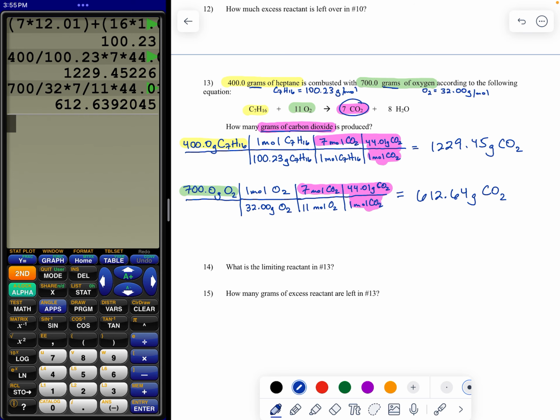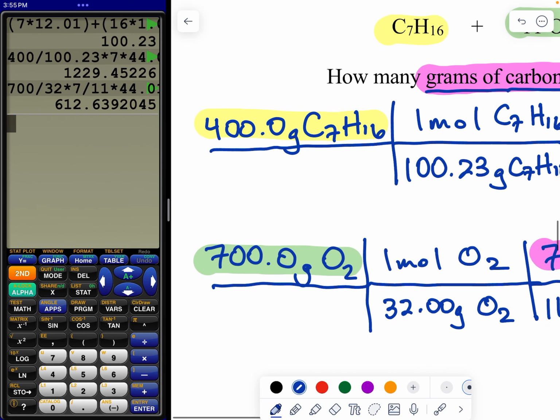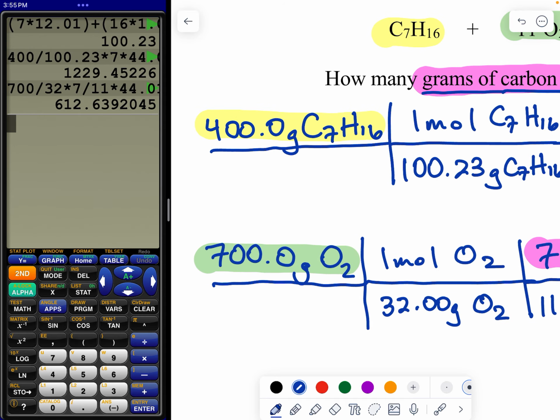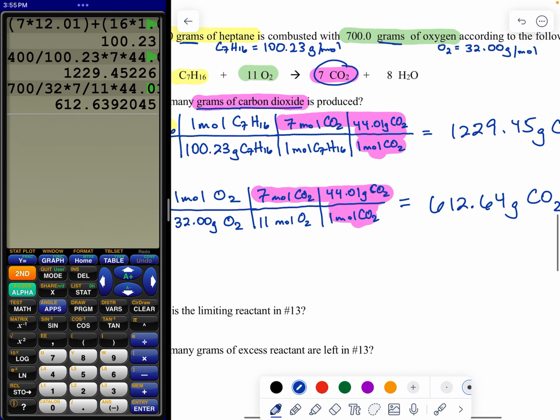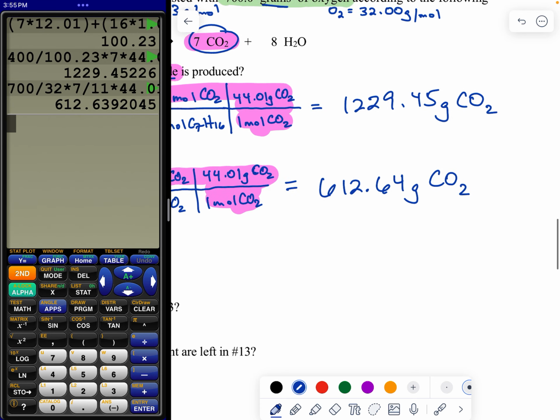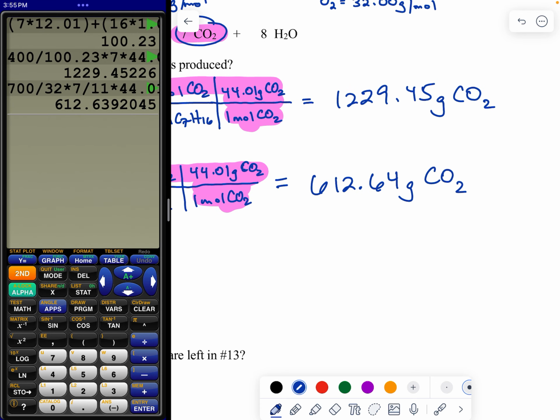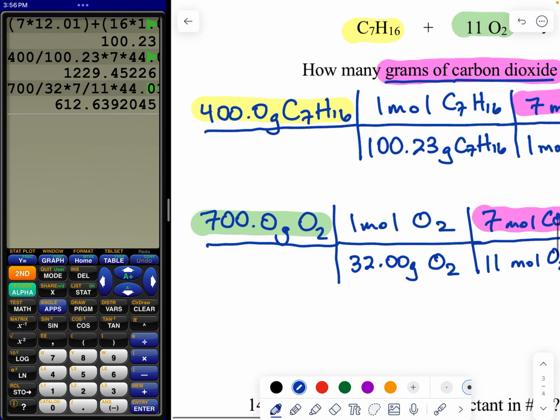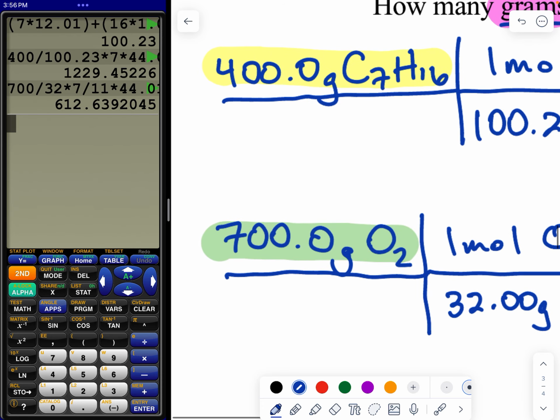So what is the significance of what we've done? Well, just like in our analogy with ice cream sundaes, let's say that the top is our ice cream, and the bottom, that oxygen, is our chocolate syrup. One of them is going to run out first, depending upon those amounts that we start with. And so we look at the product that both of them can make, and effectively we just look, hey, which one is the smallest, right? And it happens to be 612.64 grams.